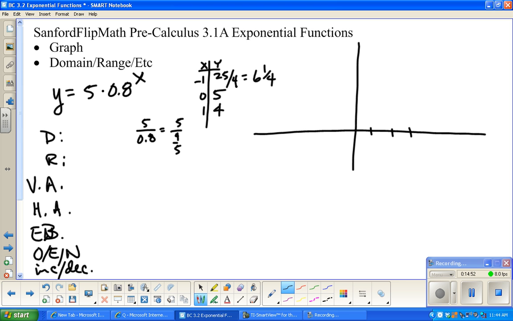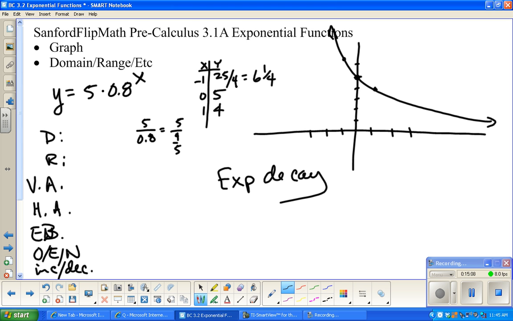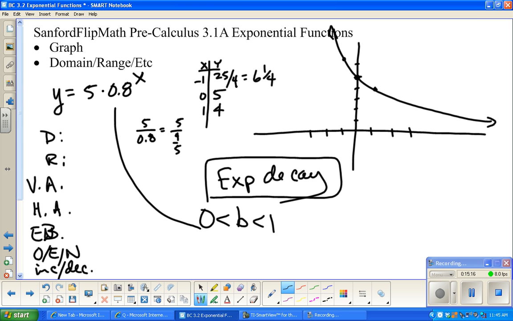1, 2, 3, (0, 5), (-1, 6 1/4), and (1, 4). This is it. So this is called exponential decay because it is going down. Decay is when things go down or go away. This is exponential decay. And again, that base was between 0 and 1, so that's not a surprise. So if we consistently or continuously multiply by a number smaller than 1, things get smaller.